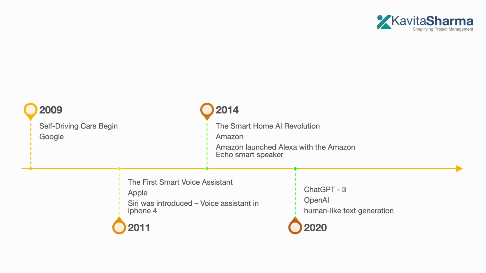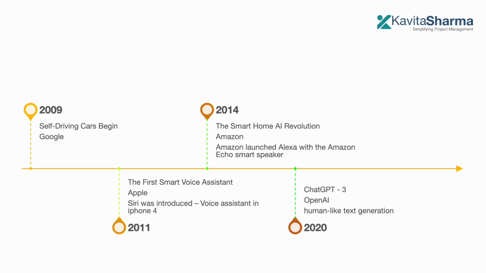Nowadays, you have seen AI from 2009. Self-driving cars began. Google, Tesla. You've seen that. In 2011, Apple Siri was introduced in iPhone 4, and you could talk to the assistant. And a lot of people fell in love with Siri. So that was the extent of how it was loved, and even loved now.